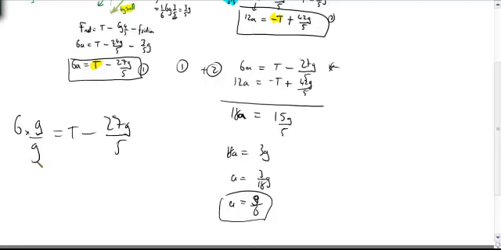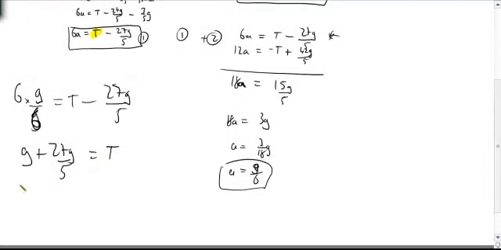And that should be over 5 there. We get g plus 27g over 5 is equal to the tension. And that would be 5 over 5, so 32g over 5 is equal to the tension.